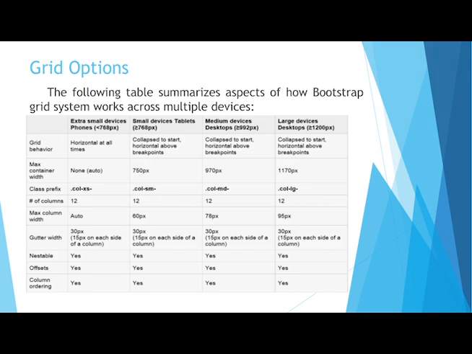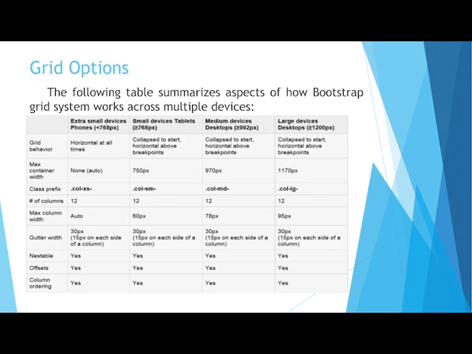Max container width, that's a specific pixel value. That means we cannot have a container over this width. And then we have these specific class prefixes that you should use. So we have extra small columns, medium, and large. And then the number of columns for all these devices is just 12, which is super easy and convenient.